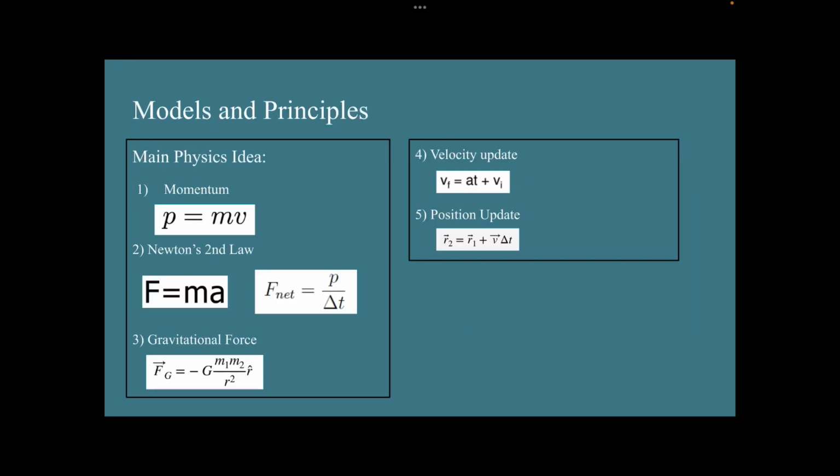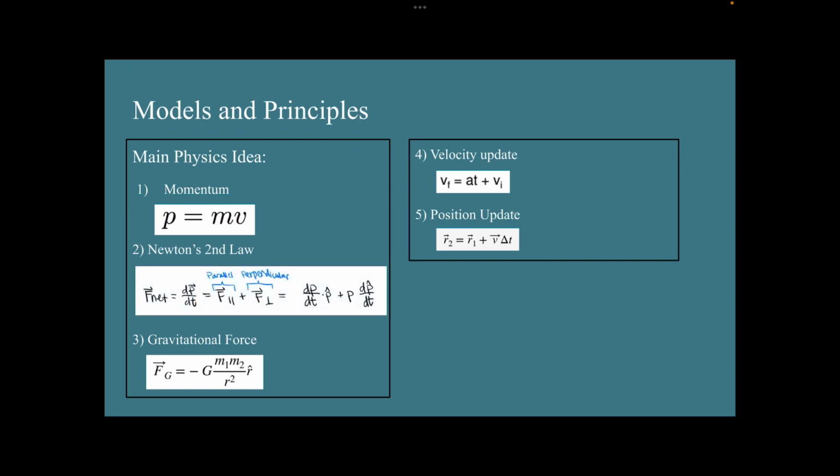The main physics ideas present in the experiment include momentum, p equals mv, which we will later use to determine net force. Newton's second law, which we usually see in the form force equals mass times acceleration, or force equals delta P over delta T, will now be calculated using a different formula, dP/dt. This formula can be decomposed into force parallel plus force perpendicular. In circular motion, force perpendicular points towards the center of the kissing circle, and force parallel points in the direction of momentum. This equation can further be simplified to dP/dt times p hat plus p times d p hat over dt.